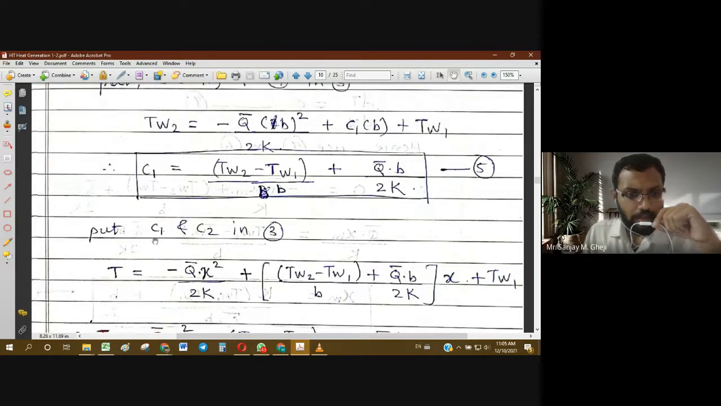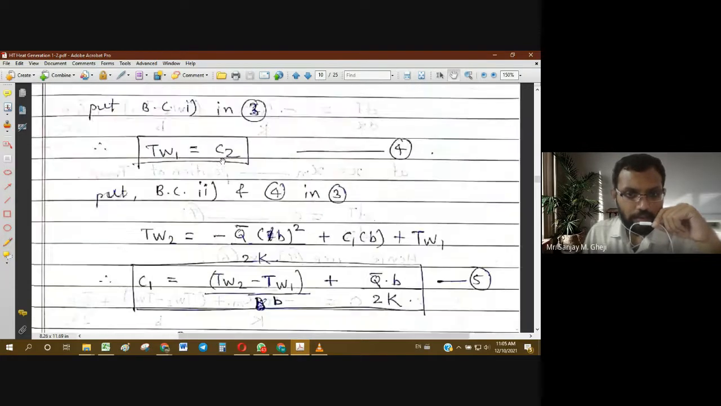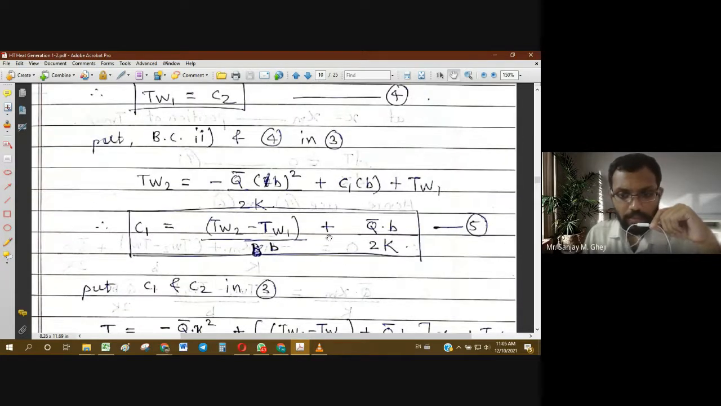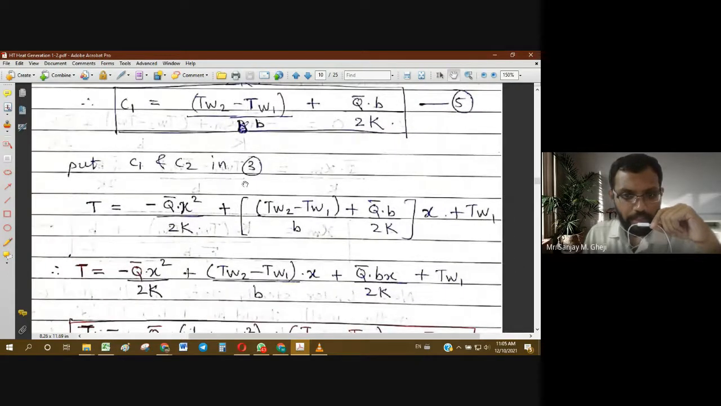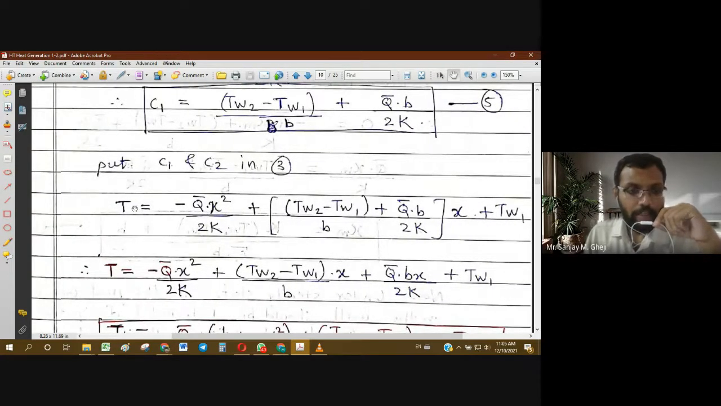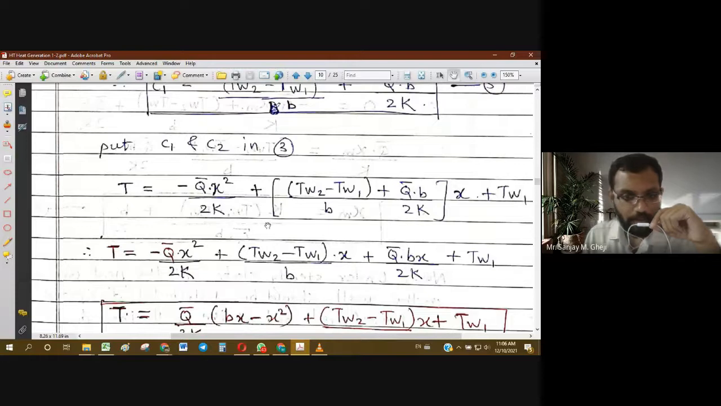Now we can put C1 and C2. C2 is only TW1 and C1 is the addition of these two terms. We can put them in equation 3 so that temperature will be obtained in its general form. So T is equal to minus q bar x square by 2k plus C1 into x. For C1 we put this value, TW2 minus TW1 upon B plus q bar B upon 2k, this entire bracket, into x, plus C2, which is replaced by TW1.